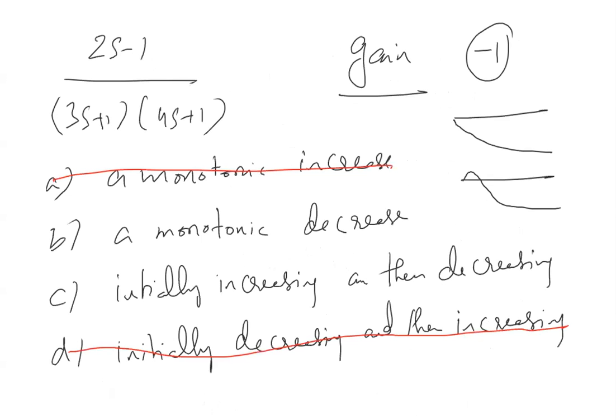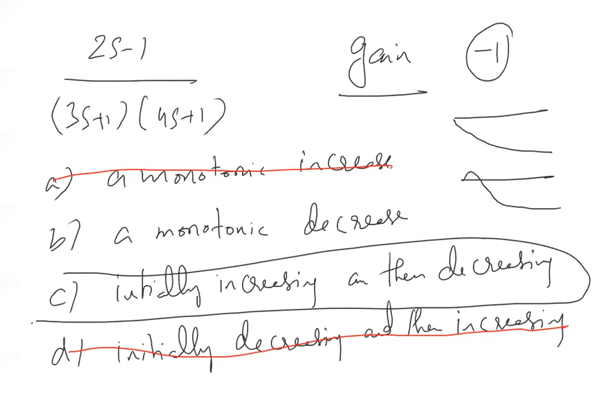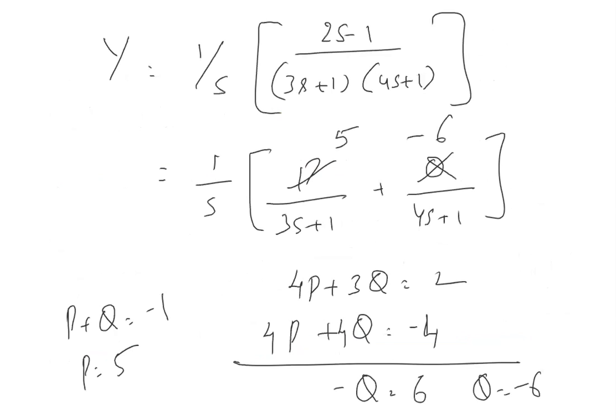So positive slope means gain is negative, but slope is positive. So initially increasing and then decreasing is the answer. Just follow the solution one more time.